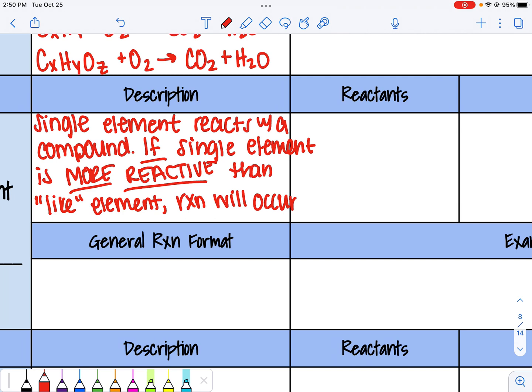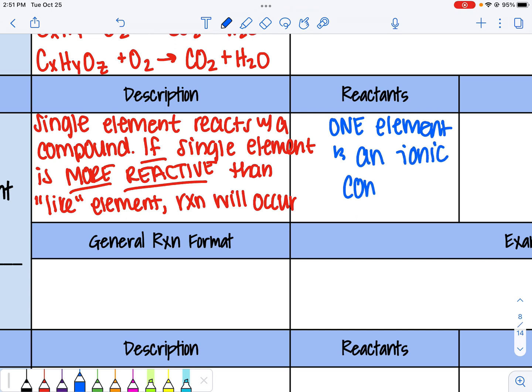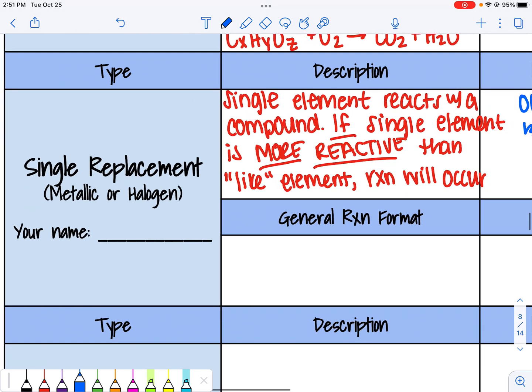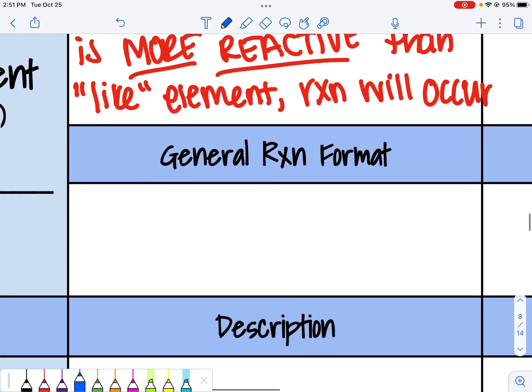So this doesn't mean that anytime you see a single element and a compound, a single replacement will happen. You have to consult a certain set of rules called the activity series, which we will learn how to use tomorrow, to determine if your reaction is going to actually happen. So your reactants for this set, you have one element and an ionic compound. So there's two types of single replacement reactions, metallic and halogen. I put the two names for you right here.